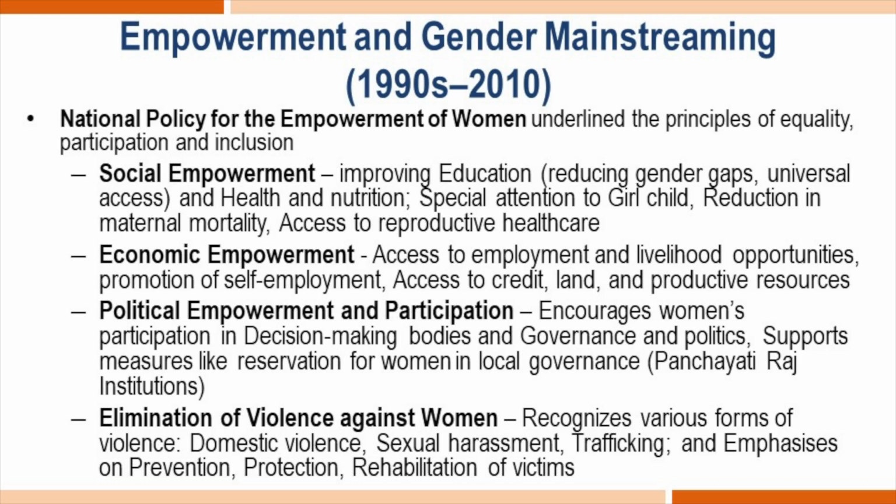other productive resources. The third component is political empowerment and participation, which encouraged women's participation in decision making, governance, and politics, and it supported measures like reservation for women, particularly in local governance. When we have the 73rd and 74th Amendments on Panchayati Raj institutions, we specifically relied on this. And then it also talked about the elimination of violence against women. It recognized various forms of violence: domestic violence, sexual harassment, women trafficking. It emphasizes all the components like prevention, protection, as well as rehabilitation of the women.